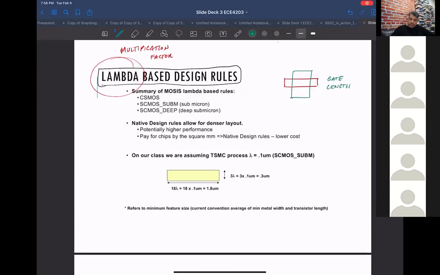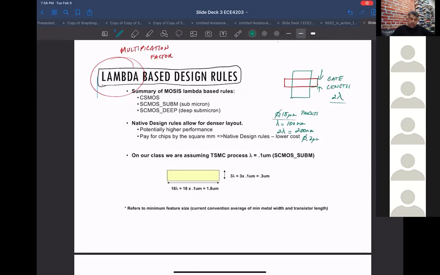Okay, so let's say we call this 2 lambda. Okay, so let's say in a 0.18 micron process, my lambda is 100 nanometers. I made lambda 100 nanometers. So when I give this drawn as 2 lambda, they're going to do 2 lambda. They're going to draw this as a 200 nanometer or 0.2 micron gate length. So that could work in a 0.18 micron process.